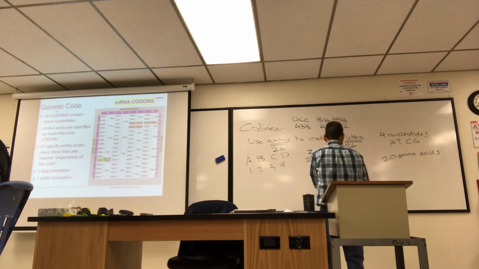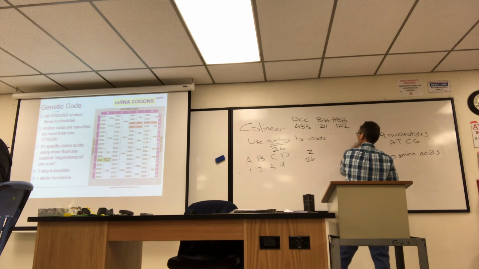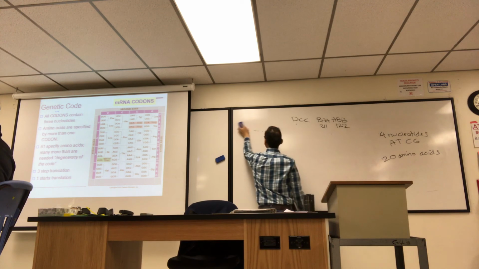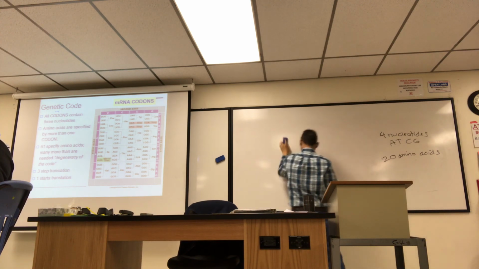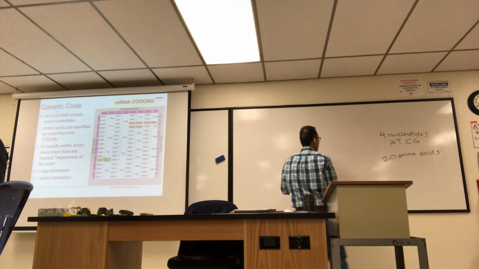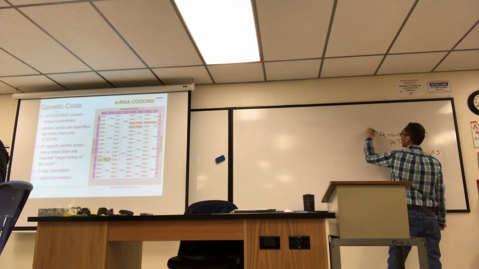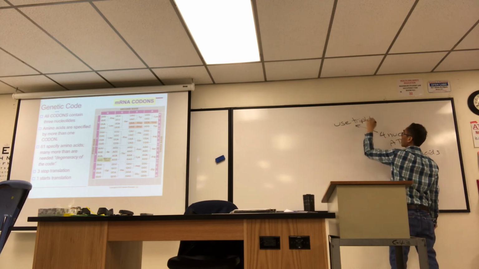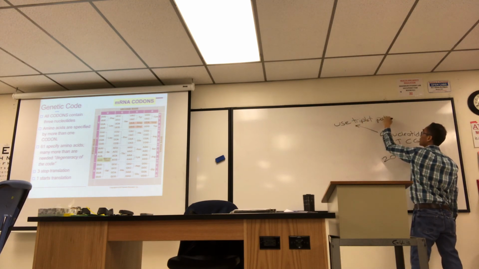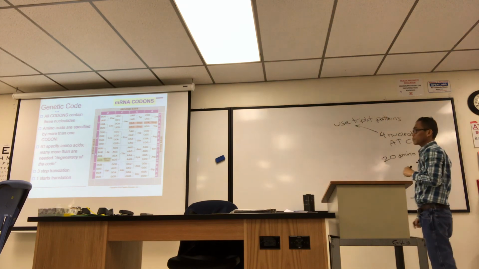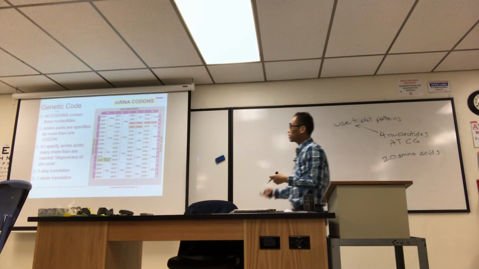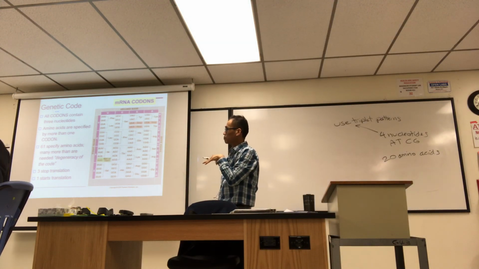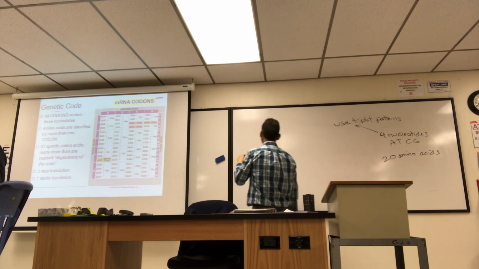So what we learn is that we use triplet patterns. And what we see here is that the genetic code is such that amino acids are specified by triplet codons.